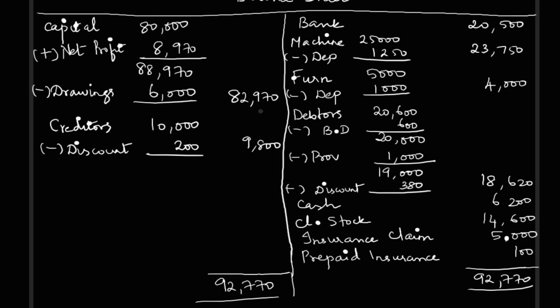Debtors, we have already seen how it is calculated, how it is treated. First you write off the bad debts, then the provision for bad and doubtful debts is deducted, and finally the discount, for the remaining debtors you will give a discount. So if you deduct that, 18,620. Cash at hand 6,200. Closing stock 14,600. Insurance claim on the stock that was lost in fire 5,000, and prepaid insurance again 100. So that's all. Meet you in the next video. Thank you.